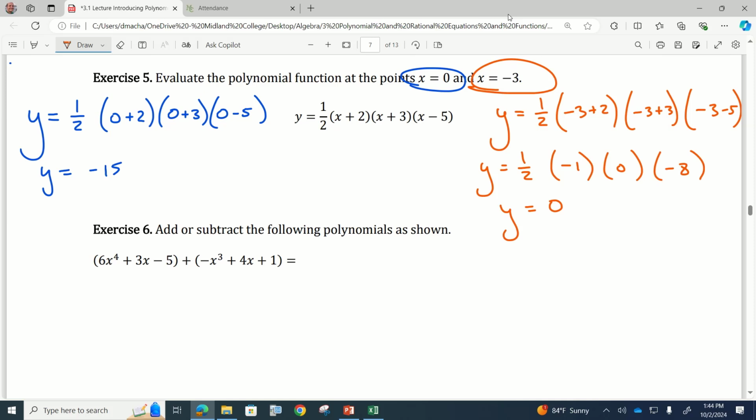This will happen anytime you plug in one of the roots of your polynomial. You'll notice in my original polynomial, -3 is one of the roots. And this happens because you get some factor that looks like -3 plus 3, right? And then that's 0, and anything times 0 is 0. So we say the zeros of a polynomial function are the same as the roots of the polynomial because of stuff like this happening.